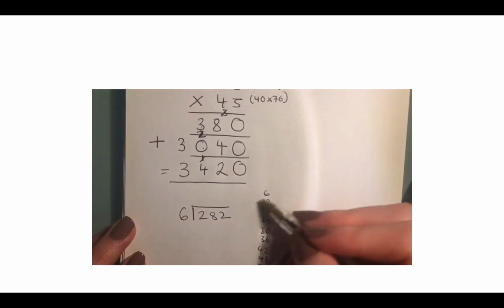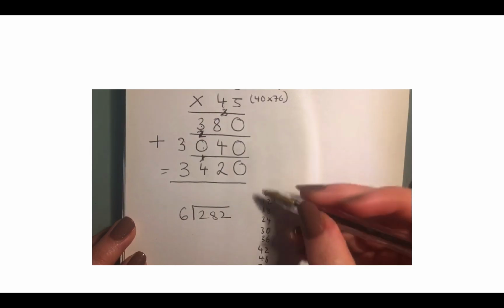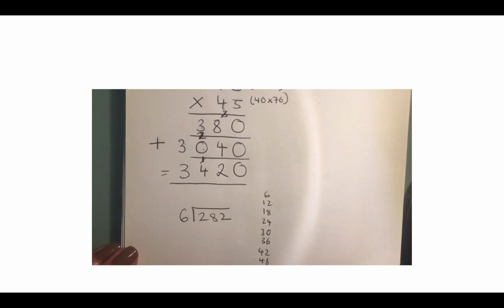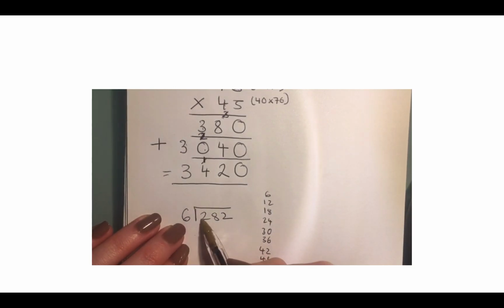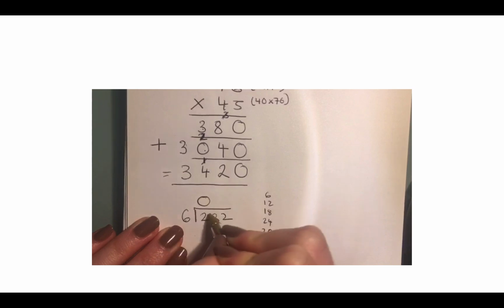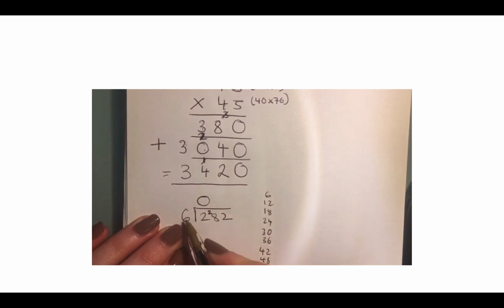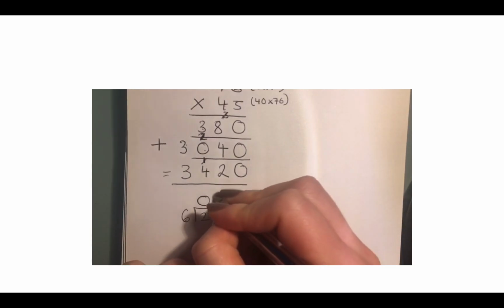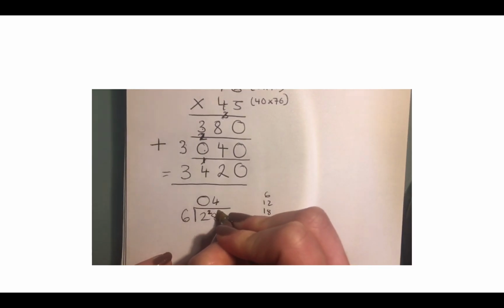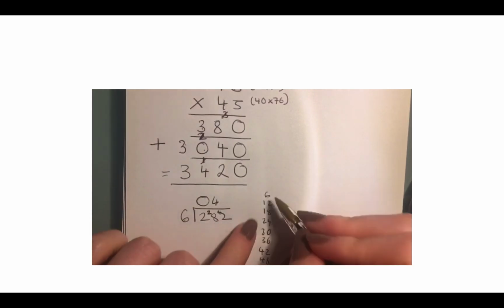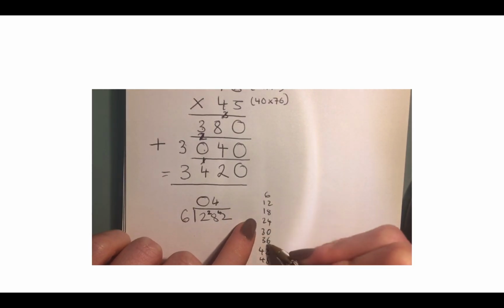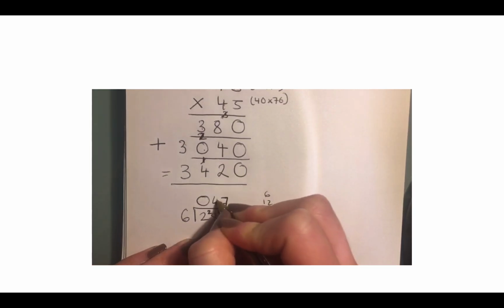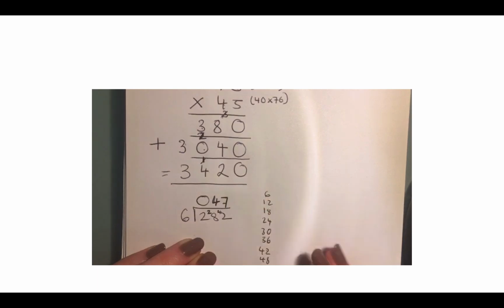Remember, if you're not confident with your times tables, make sure you write them down here, and also make sure you go on TT Rockstars. Okay, so let's have a look. How many 6's can I get out of 2? Well, I can't do it. I've got my 0 there and my 2 there. How many 6's can I get out of 28? Let me have a look. 4 remainder 4. And how many 6's can I get out of 42? 7. So we put my 7 there. And I've got no remainder, so my answer is 47.